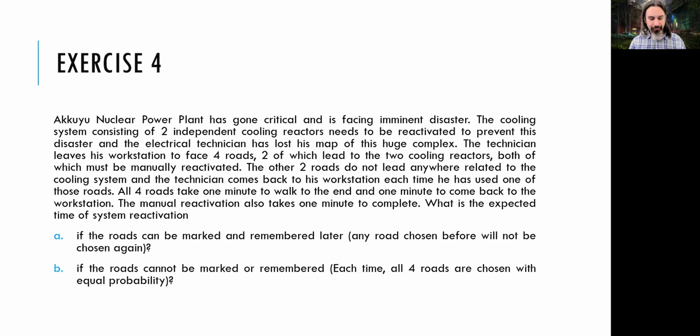So for the first one, if we can mark the doors or the corridors, or the roads, whatever, we don't need to rely on probability. Okay, of course we will rely on probability, but we can just say that we have different ways of doing this. For example, if the cooling reactors, the rooms, are decoded as C1 and C2, if I pick C1 first and then C2, then I'm done, C1 and C2. Or if I pick C2 first in the first trial and C1 in the second trial, then I'm done again.